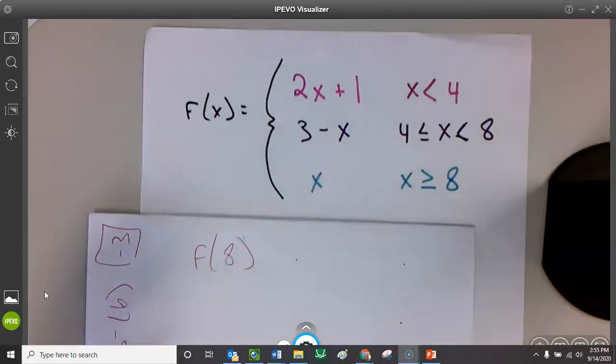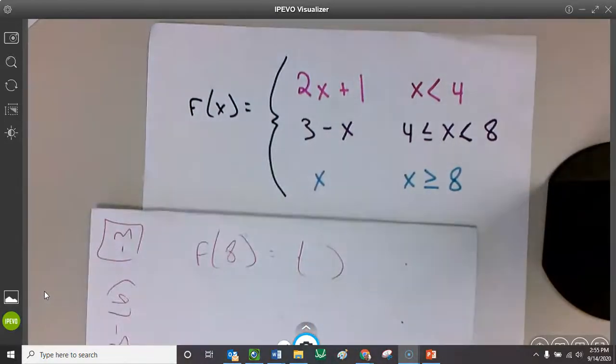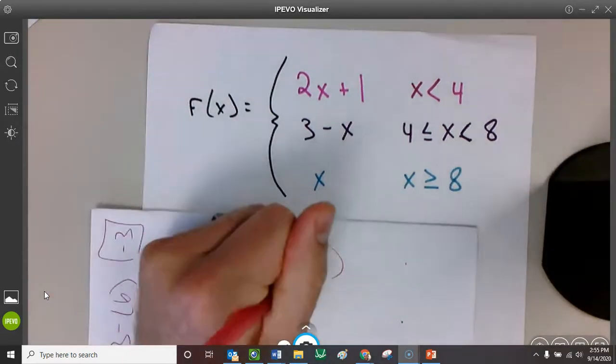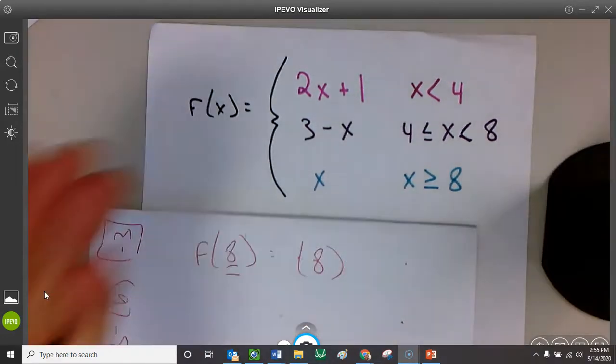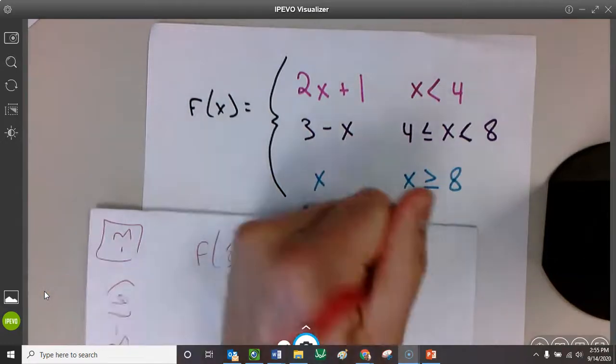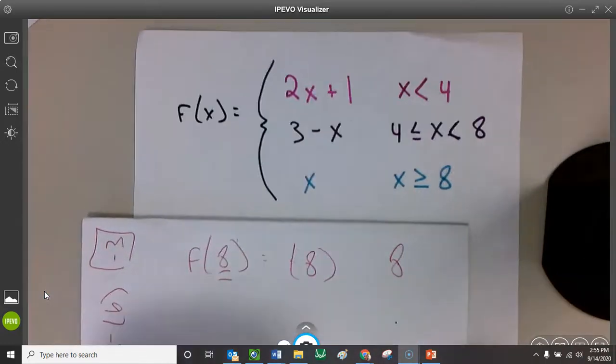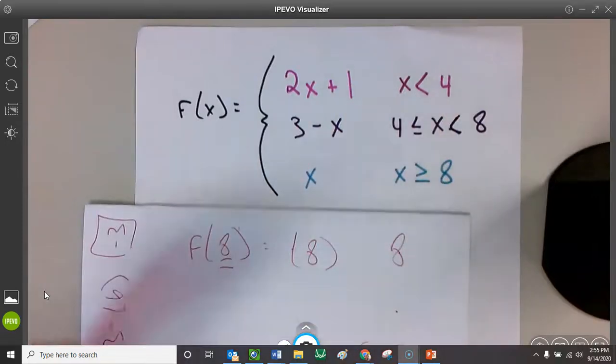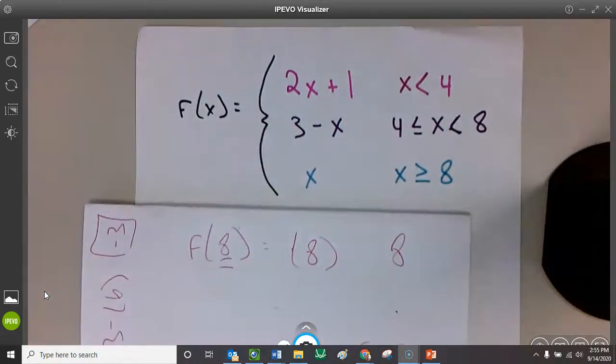So I'm taking the x out. That's kind of weird. I'm going to take the x out, put parentheses in its place. In those parentheses goes what I'm plugging in. It happens to be an 8 this time. So I plug in an 8. The answer is just 8. Weird one, but true. Okay, we're dealing with piecewise functions. The intervals tell us which one to use, and then we're just plugging them in just like you did before. Let's try these examples and see how you guys do.